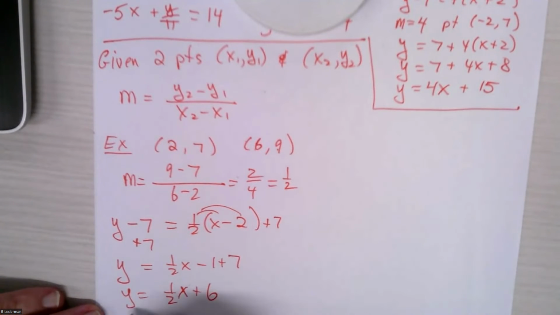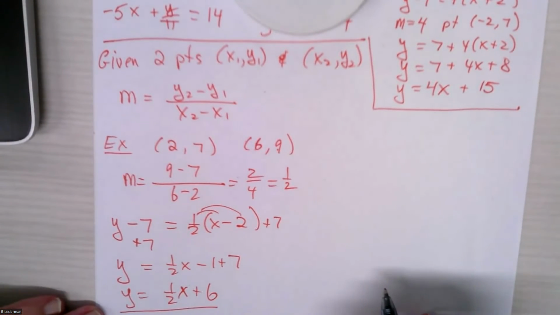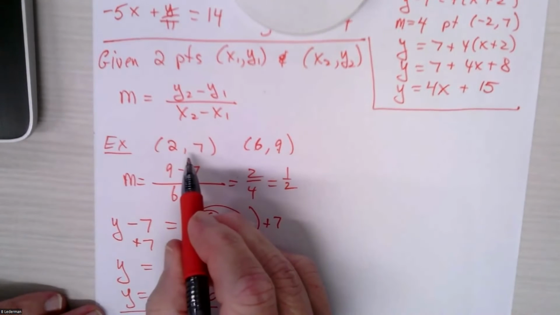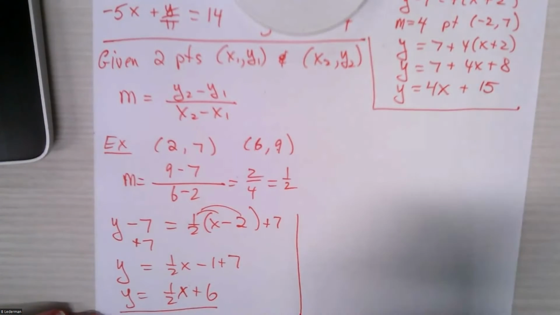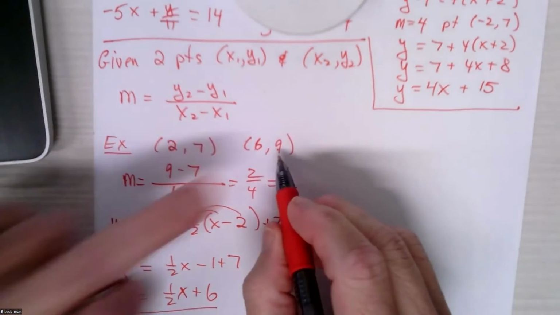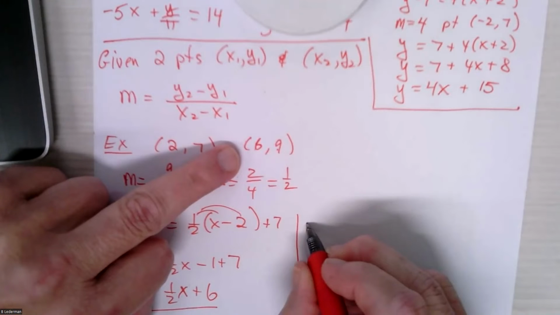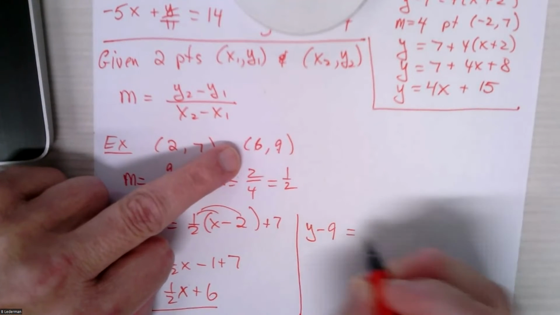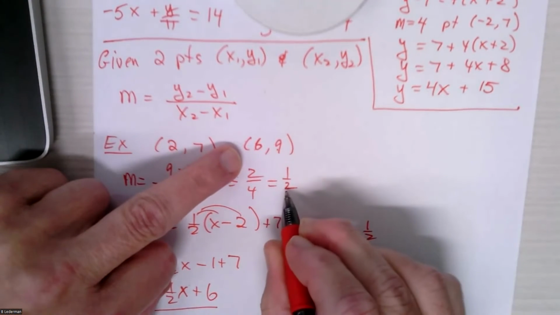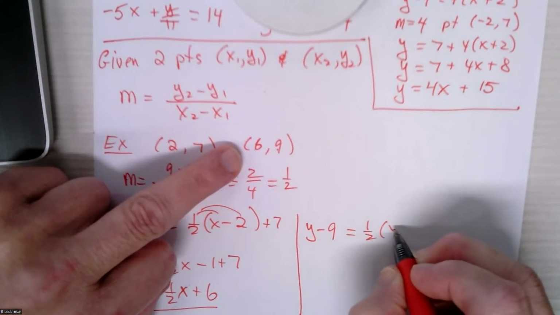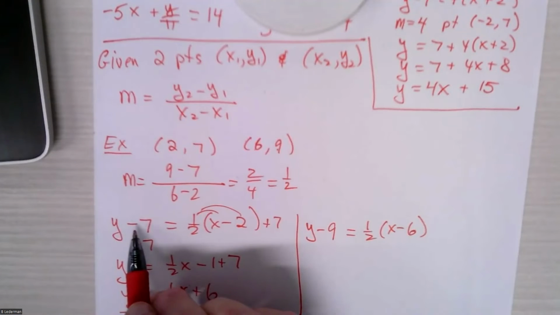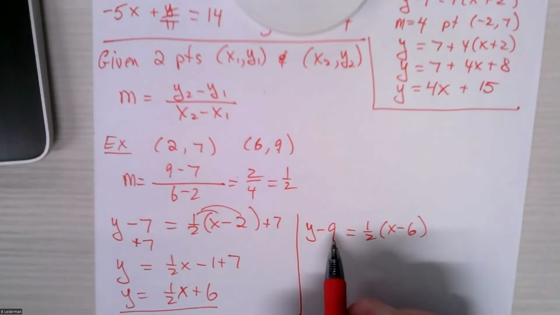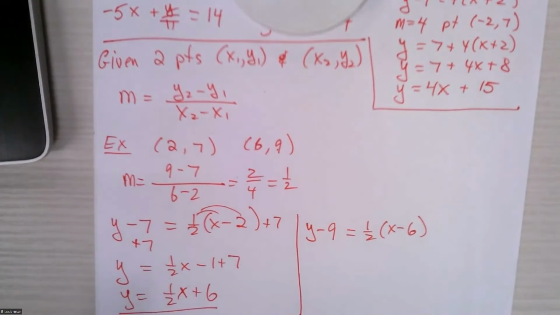Now, I want to say, well, I chose that first point, the 2 and 7. What if I chose the other point? Would I get a whole different answer? What's going to happen? Let's see. So if I choose the second point, I have y minus 9 equals 1/2, because the 1/2 doesn't change, times x minus 6. So this looks totally different from that. Here it's y minus 7 equals 1/2 times x minus 2, and this is y minus 9 equals 1/2 times x minus 6. It looks like I got two totally different lines.